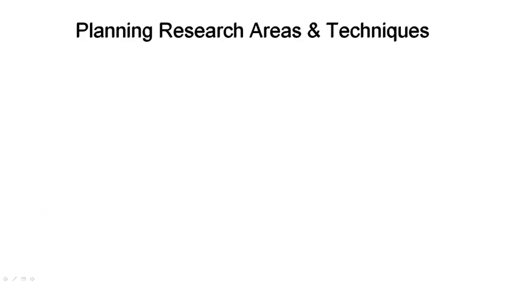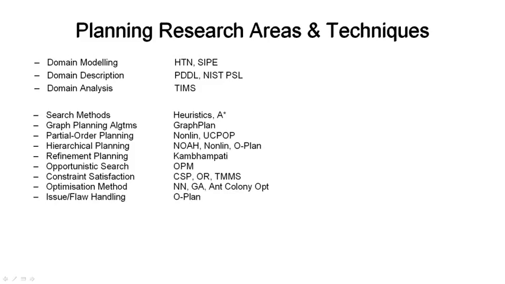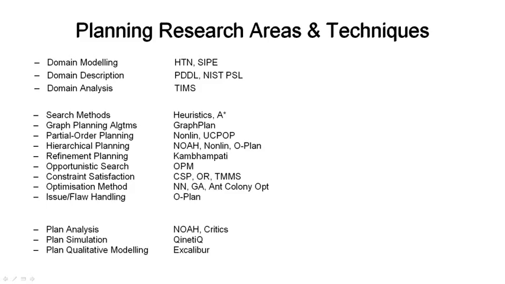We'll take a look at the very wide range of planning research areas and techniques. There's been quite a lot of work in domain modeling, domain description and domain analysis prior to using these domain descriptions in planners themselves. Then of course the core work in AI planning has been in the search methods, in algorithms for creating plans, searching for plans. People have looked at plan analysis because if you can constrain the types of plan you're interested in through analysis, that can limit the search spaces involved.